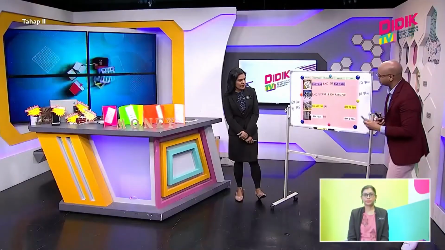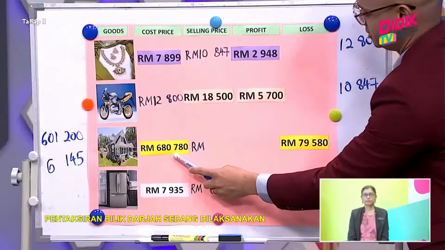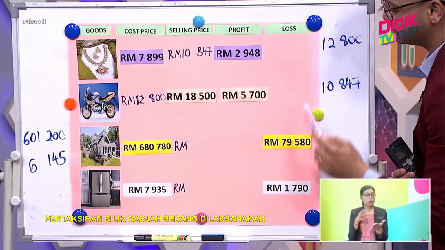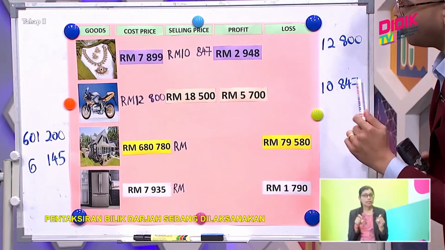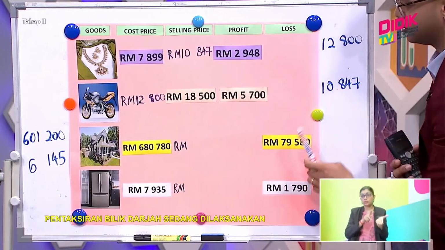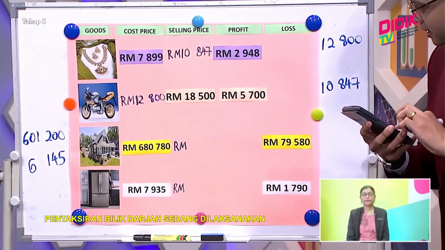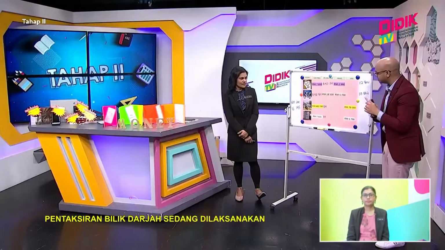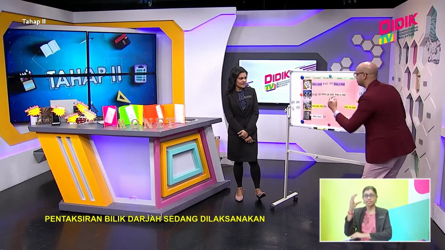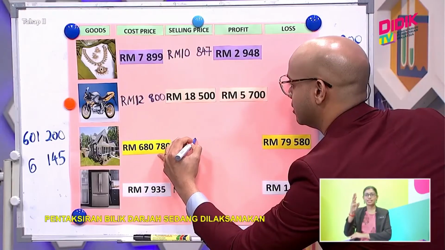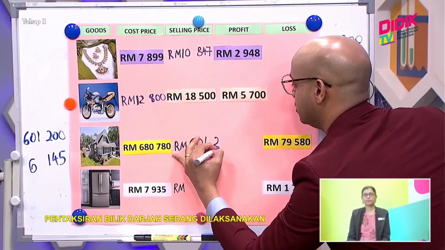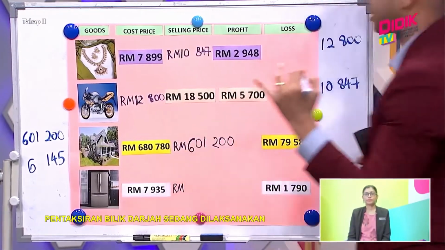Okay, so the next one here, a house. Cost price is given and then a loss. I have to find the selling price. Because it's a loss, that means it's sold lower than the cost price. So that would mean cost price minus loss. Let me calculate this. And the answer is 601,200. You're right.